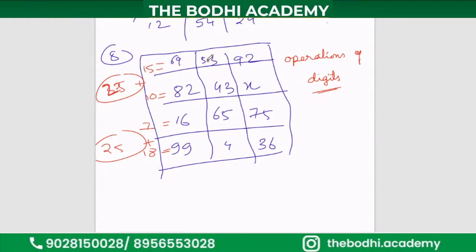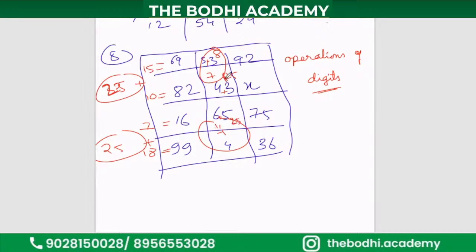So 5 plus 3 is what? 8. And 4 plus 3 is what? 7. 8 plus 7 is what? 25. Again, 6 plus 5 is what? 11. And 4 is 4. So 11 plus 4 is what? 25.